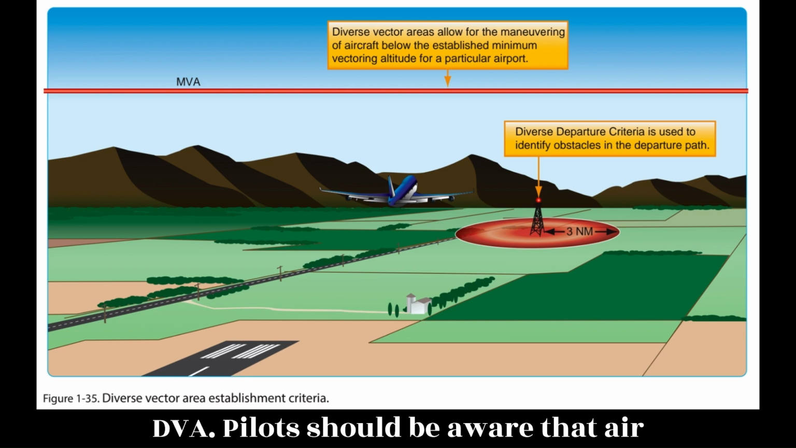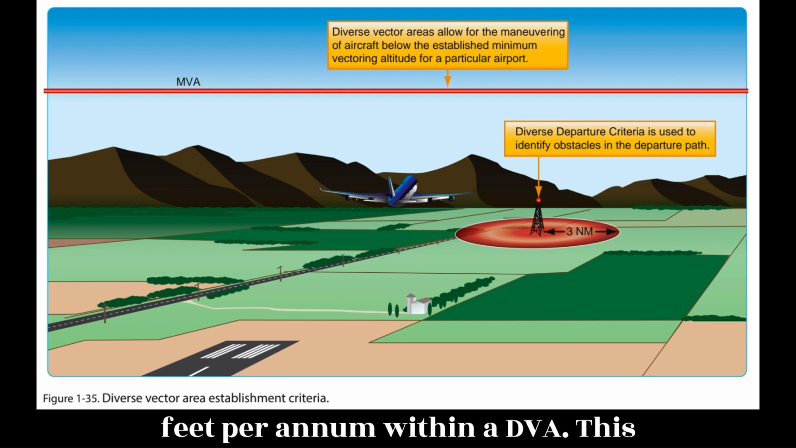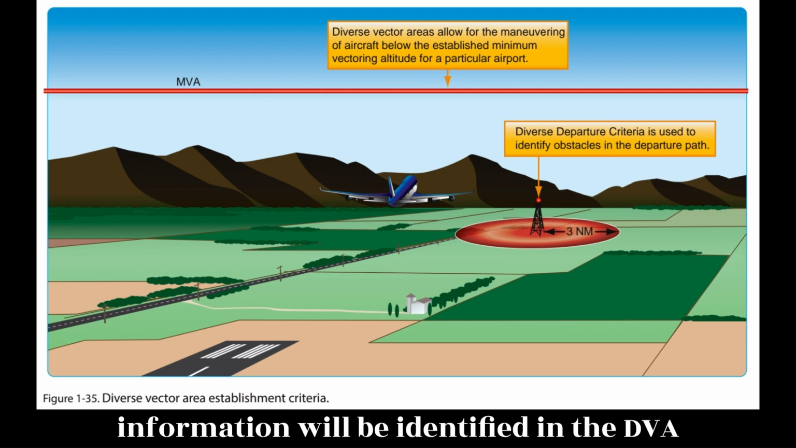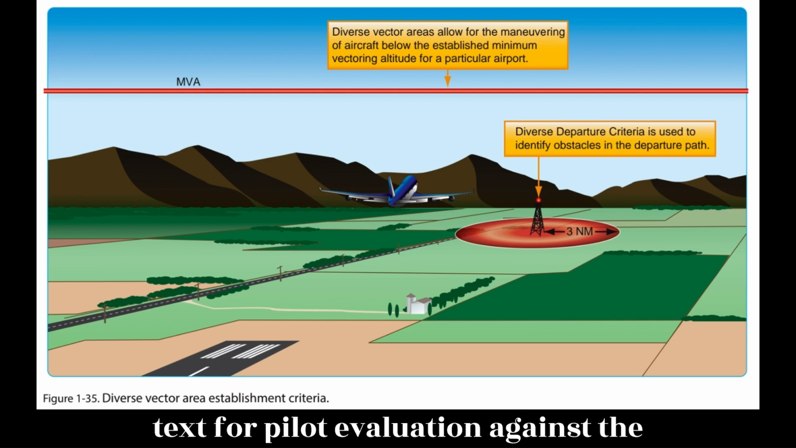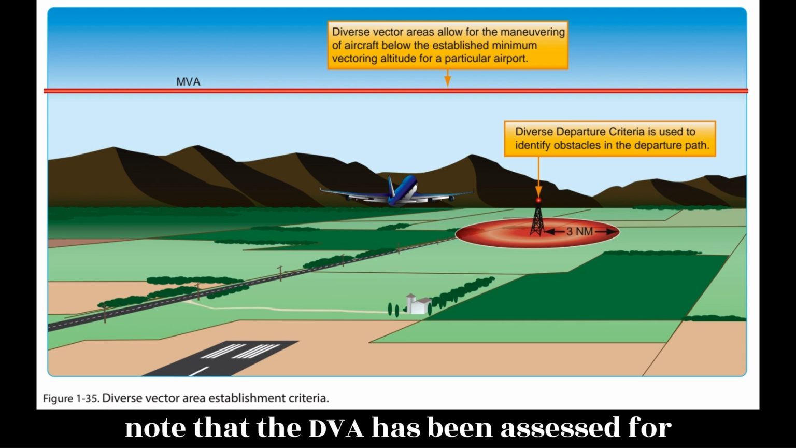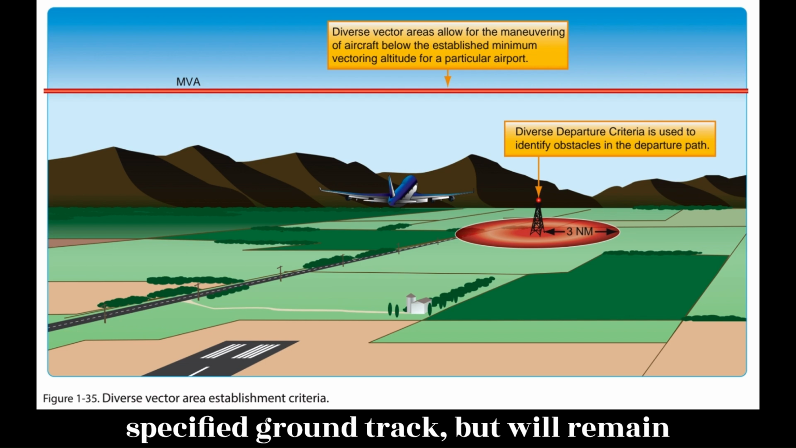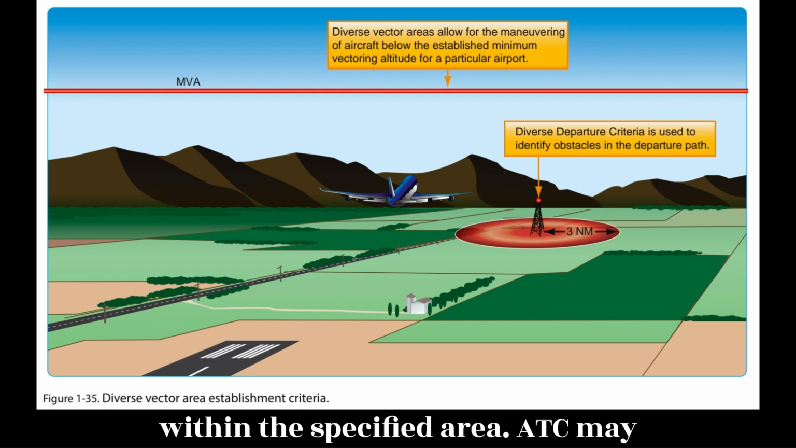Pilots should be aware that air traffic facilities may utilize a climb gradient greater than the standard 200 feet per nm within a DVA. This information will be identified in the DVA text for pilot evaluation against the aircraft's performance. Pilots should note that the DVA has been assessed for departures which do not follow a specified ground track, but will remain within the specified area.